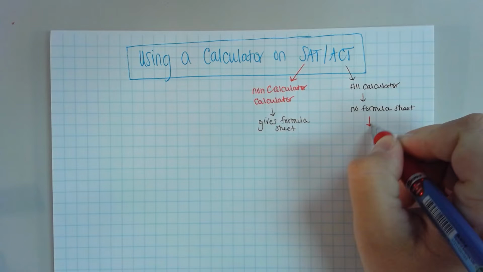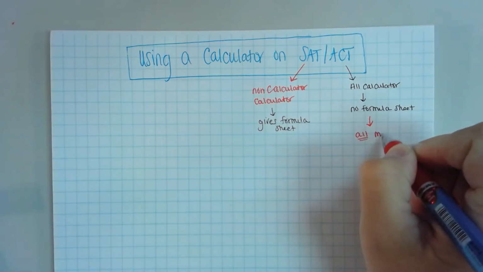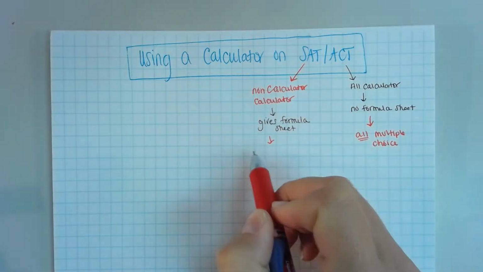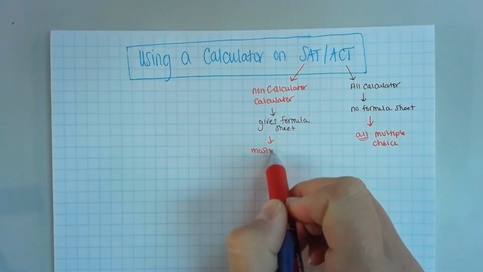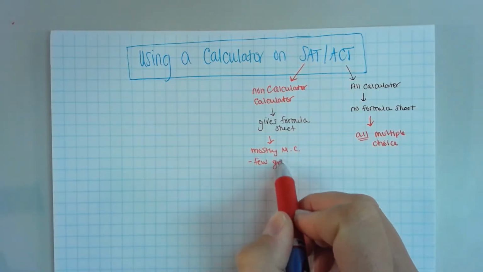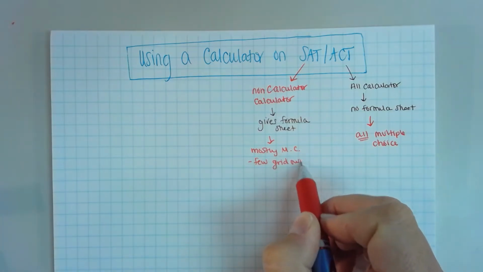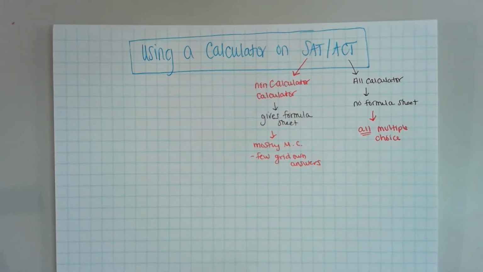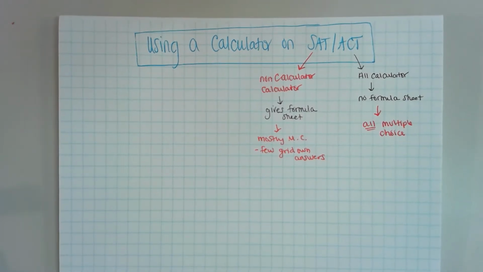The other difference is that the ACT is all multiple choice for the math portion, while the SAT is mostly multiple choice with a few grid-in your own answers, and we'll see some of those in class, or we have seen a few of those. Those are just some differences between the two. The big deal though is that we can use our calculator to help us with questions that we may be spending too much time on to begin with.